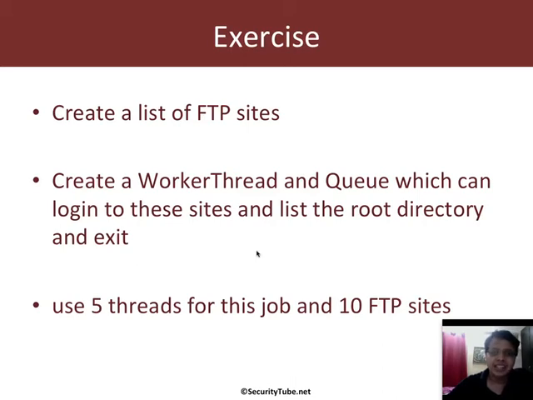Now here is an exercise I want you to try out. Create a list of publicly available FTP websites where probably you can do anonymous login, and then create a worker queue and thread similar to what we've done, where the worker thread now logs into the FTP site and lists the root directory and just exits, or job done. Now to do this, use at least 10 FTP sites and create 5 threads for the job.